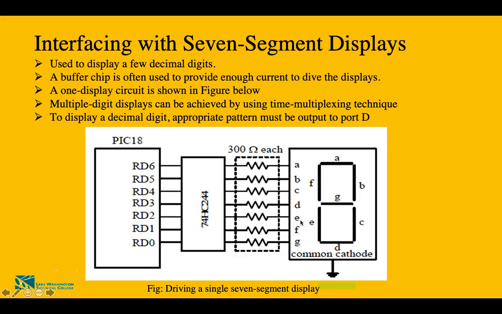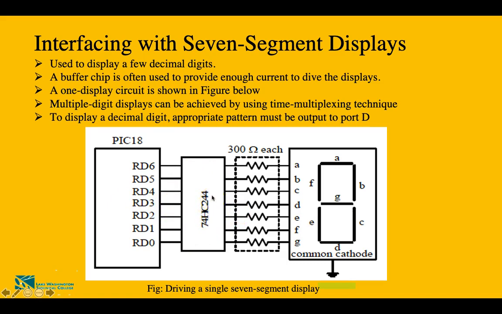Now let's see interfacing with 7-segment displays. This is the circuit you can use to drive a single 7-segment display. You can see we have used port D, which has 8-bit registers starting from RD0 to RD6, and this is connected to a buffer chip, which drives port D. So port D drives a common cathode 7-segment display through this buffer chip, which is 74HC244.